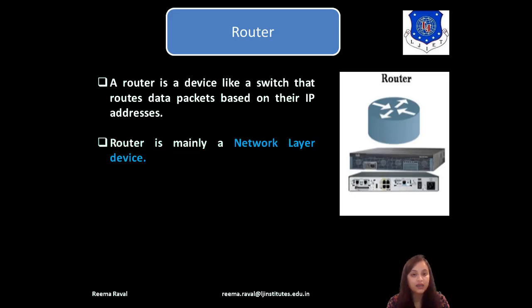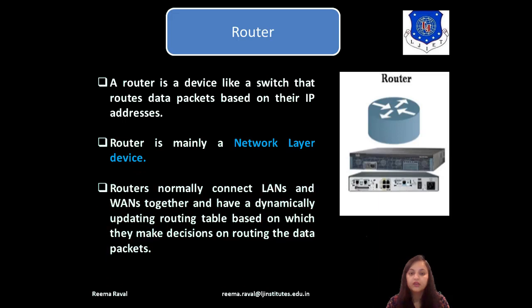And it is mainly at the network layer. Routers normally connect LANs and WANs, that means local area networks and wide area networks together, and have a dynamically updating routing table based on which they make decisions on routing the data packets. Now we will see in the network layer chapter, that means in further sessions, which are the basic routing algorithms and how they are different from each other.